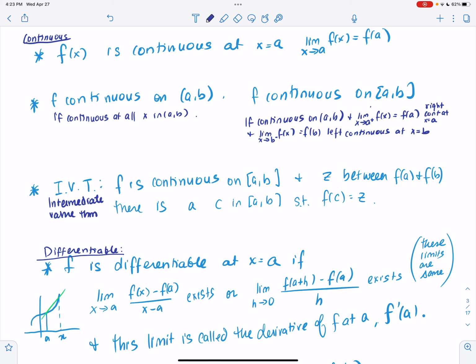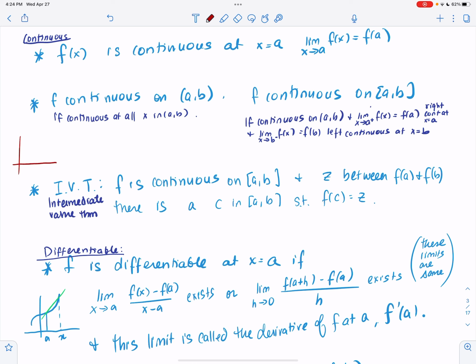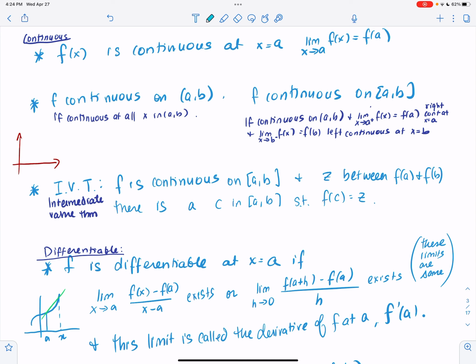So if you have a function that's continuous, let's draw a little picture. Okay, and you have some function like this. Oh, we should even take it the other way. Like this. Okay, this is b. So this is f of a. This is f of b.